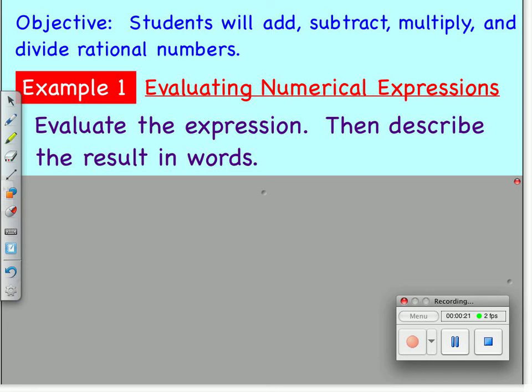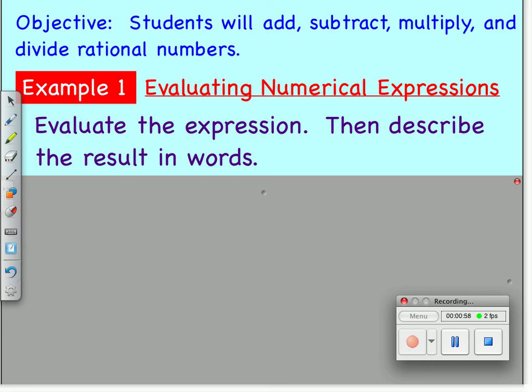Let's first talk about what rational numbers are. Rational numbers are any number that you can write as a fraction. So all fractions are rational numbers. All decimals are rational numbers. All whole numbers are rational numbers, like 0, 1, 2, 3. All negative numbers are also rational numbers. So -1, -2, -3, those are all rational numbers because they can all be written as a fraction.